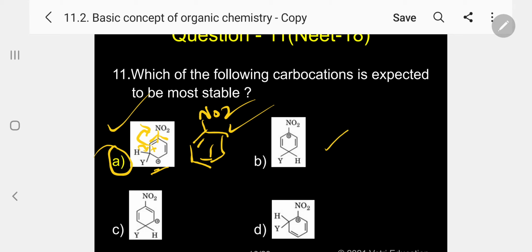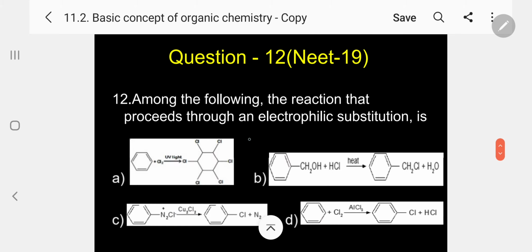When you compare B, the plus is very near the attracting NO2, the positive character increases, unstable. When you come to this NO2 group, this is again attracting, this is also attracting, so the positive charge increases, unstable. And again here, plus with NO2 directly attracting, the positive character increases and it is reactive, that is unstable. So only A is the correct answer due to the mesomeric effect. Kindly follow. The most stable carbonium ion is A.